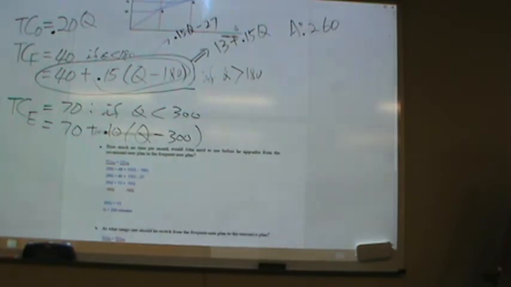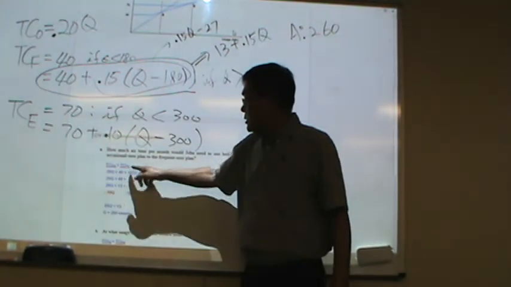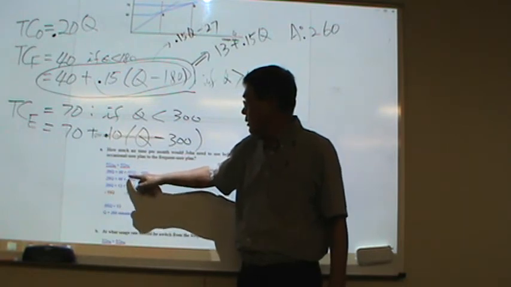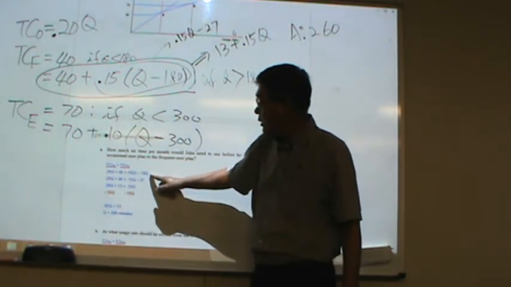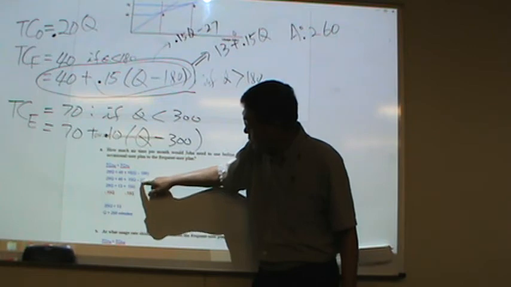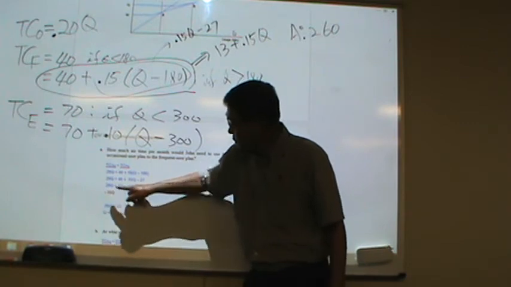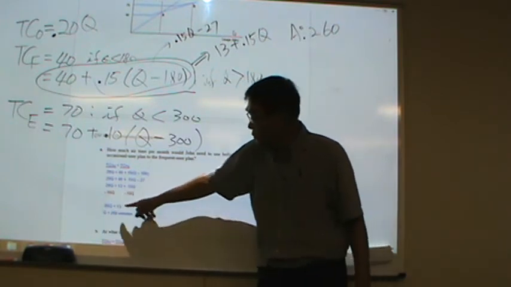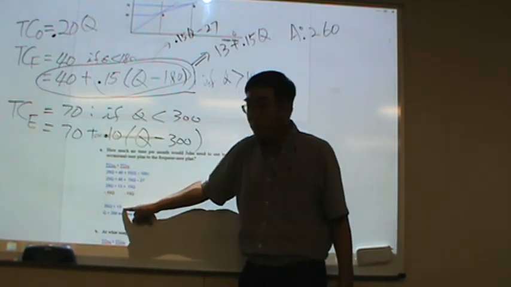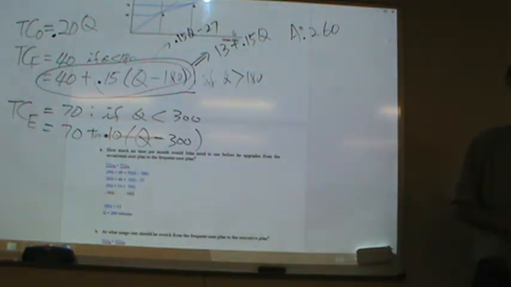Oh, 260. TCO equals TCF, 0.2 Q equals 40 plus 0.15 Q minus 180. This one is 0.15 Q minus 27, so 13 plus 0.15 Q, 0.15 Q each side, then 0.05 Q equals 13. So 13 divided by 0.05 equals 260.